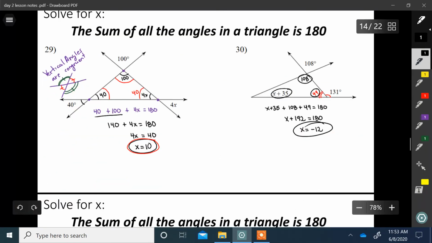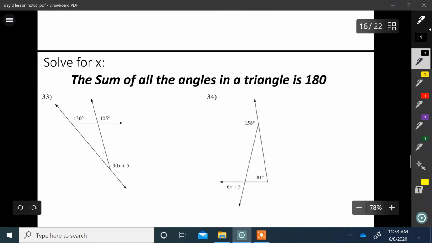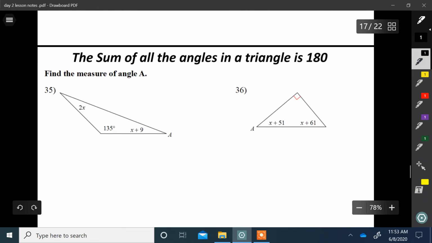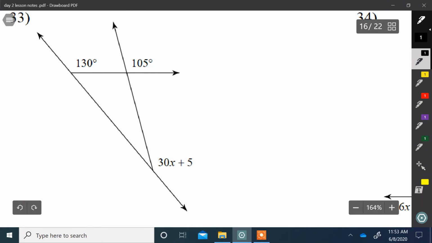Let's go ahead and move on. See if we can do some harder ones. Oh, we'll figure that one out later. All right, this one here. Here's what's going to happen on this one.